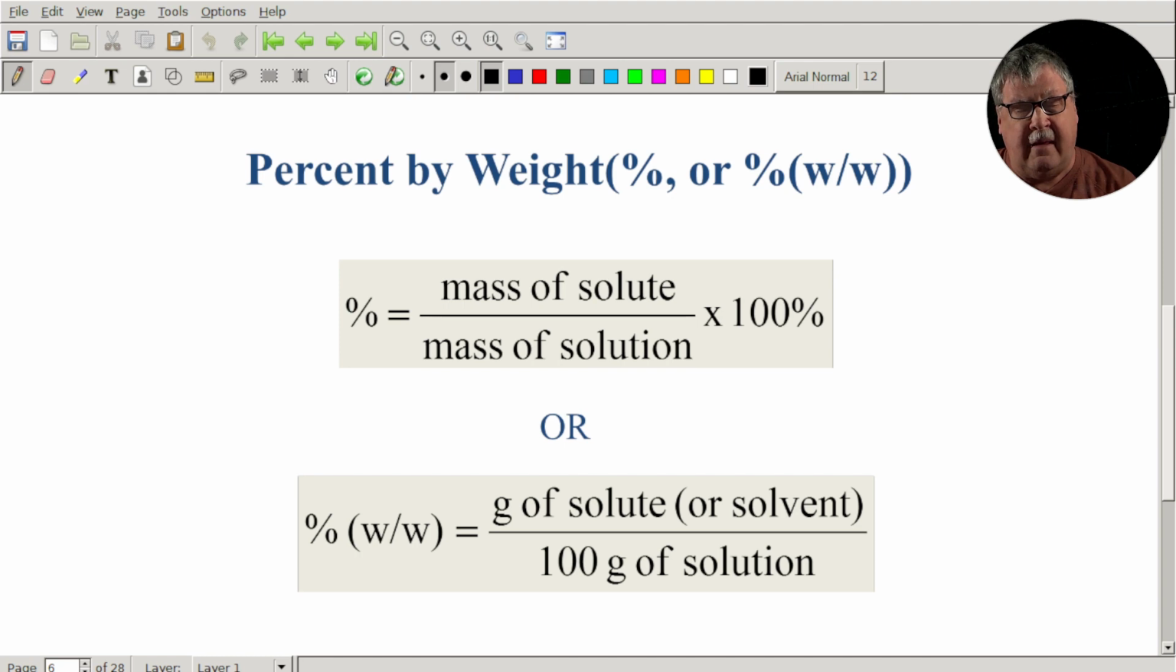Another way that's useful to look at this is to say, if I have a certain percentage of solution, what it means is that if I have 100 grams total of the solution, I have the percentage mass in grams of the solute. So if I have a solution that's 30% sodium chloride by weight, what that means is if I had 100 grams of that solution total, the mass of sodium chloride in that 100 grams of solution would be 30 grams.